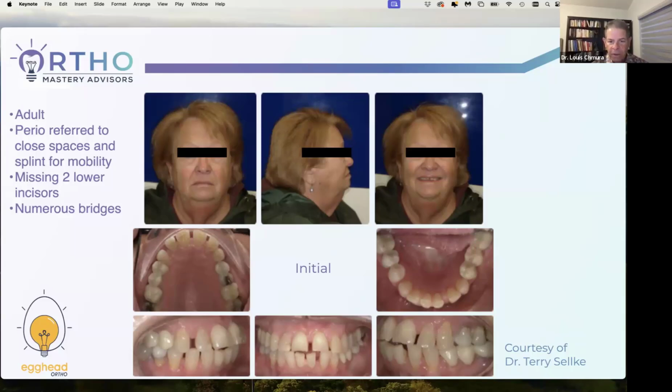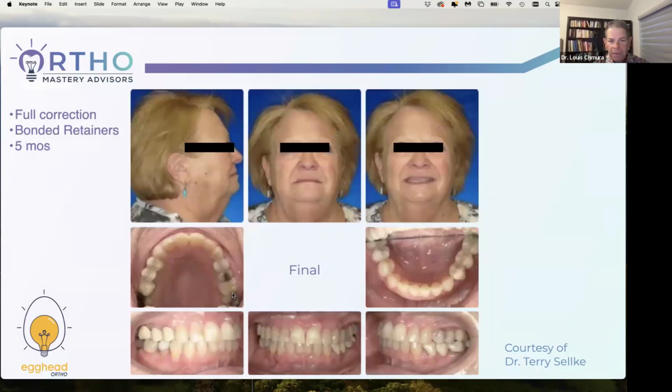So unless there's a tooth size discrepancy, which there almost certainly is, because remember, she's missing 2 lower incisors and she's got a bunch of bridges. Does that stop you from doing it? No, because you're not moving the bridges, you're moving things to the bridges. So yeah, that's one you can do. And they did it in 5 months.